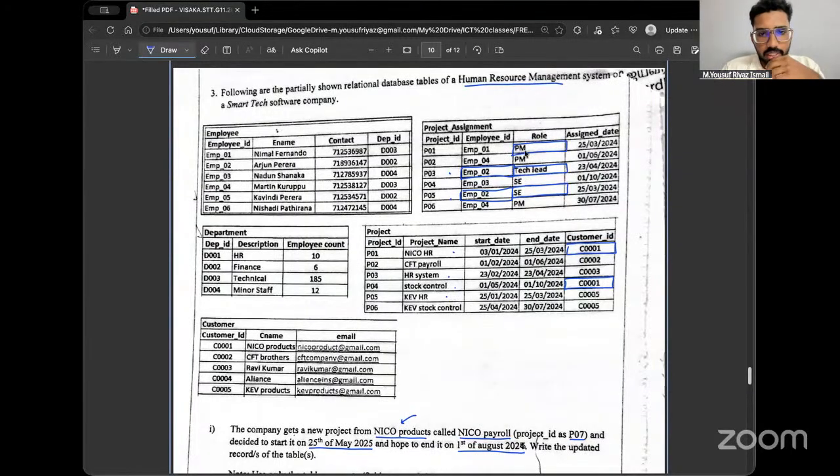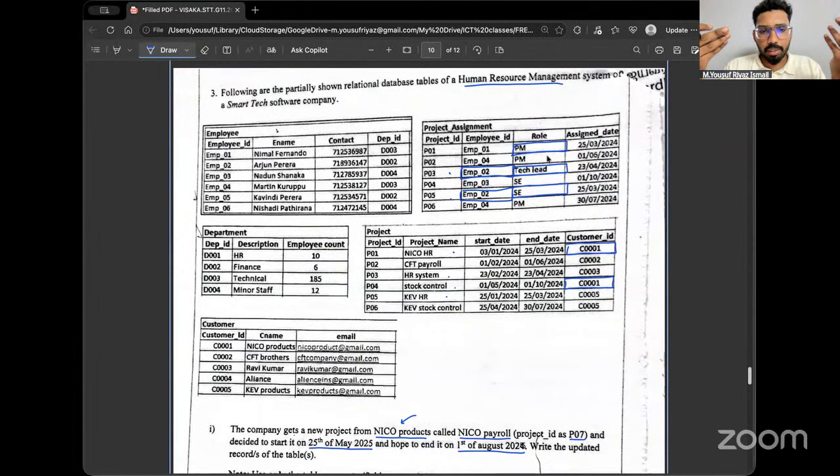Tech lead is another role. So these are the different roles each of these employees have in this project. And the date when each employee was assigned to that project is also mentioned here. Okay. So now when I go through this table, and go through the whole database, I can roughly get an understanding of the purpose of each table.